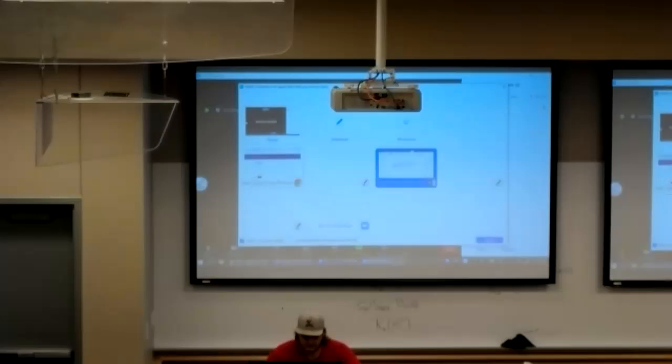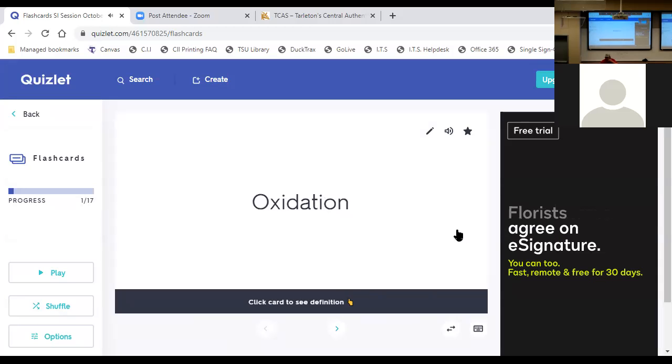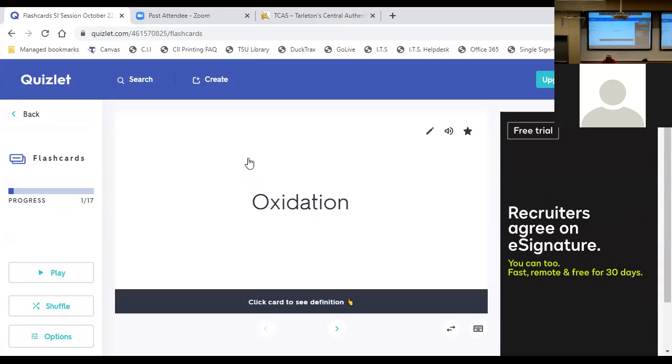There. Right here. There we go. The loss of electrons from a substance involved in a redox reaction. Flashcards just to go over all of the vocabulary from the electrochemistry unit. It's pretty basic.